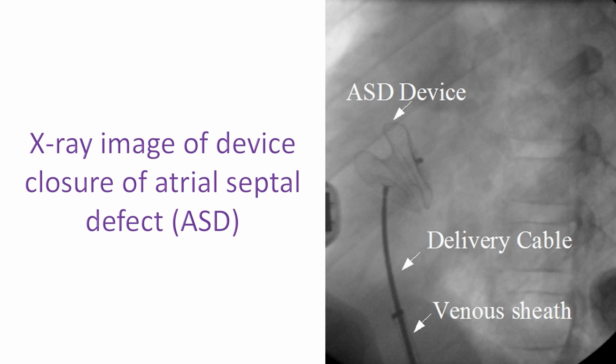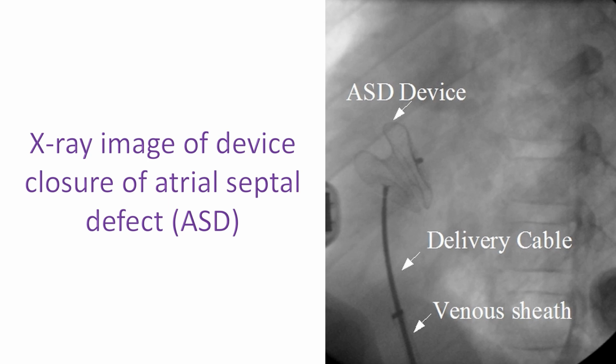A sheath is introduced over the wires across the defect into the left atrium and the pulmonary vein. The device occluder is introduced through the sheath and delivered across the defect using fluoroscopic guidance and confirmation by simultaneous transesophageal echocardiography, ultrasound imaging done with the device introduced into the esophagus, the food pipe.